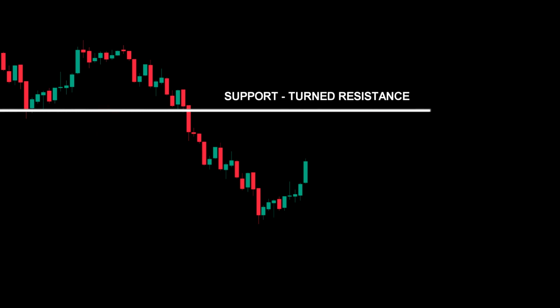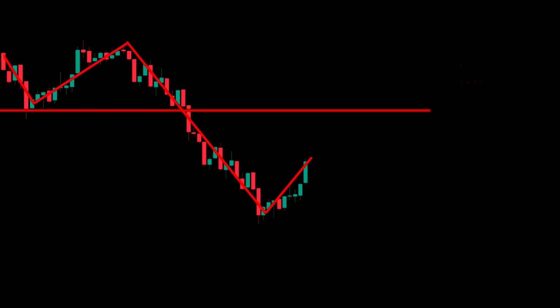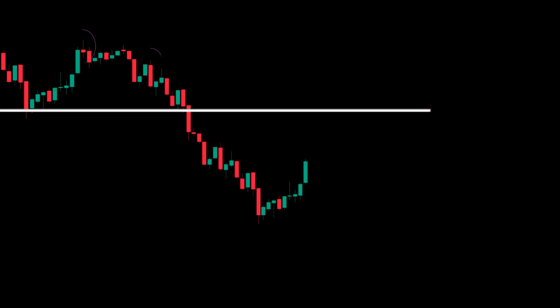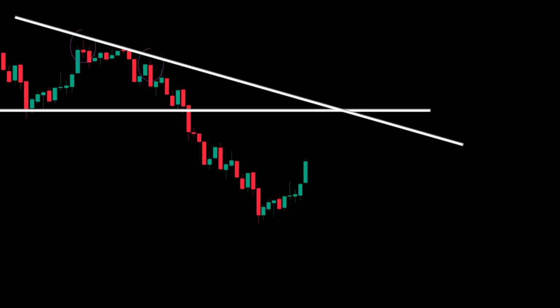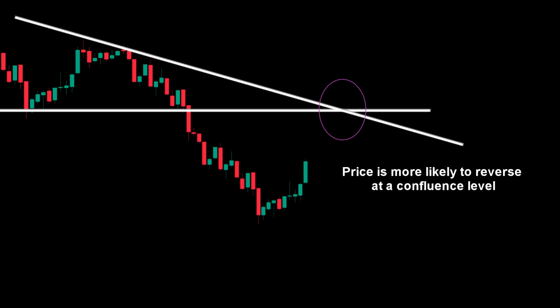Here's another example. In this chart, we see that the price is in a downtrend and it has formed a support and resistance level. This happens because the price initially formed a support level, as price rejected it once, but then price broke below it and is now approaching it again from the bottom, making this an area of resistance. However, we also see that the price has made 2 lower high points, creating a strong trend line. This area where the trend line and resistance level intersect is called a confluence level, an area where multiple key levels meet. Price is more likely to reverse at a confluence level.